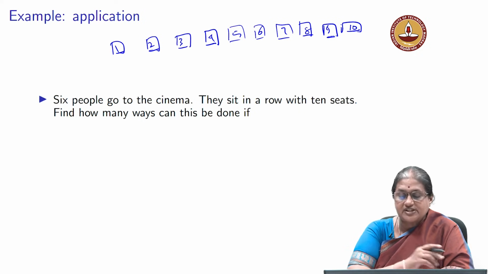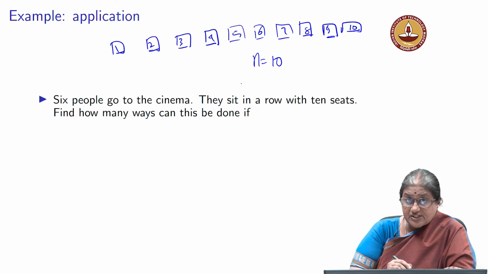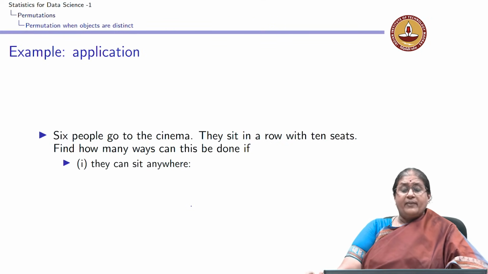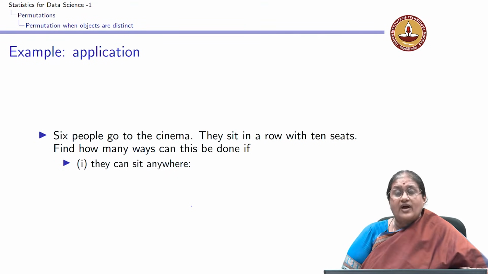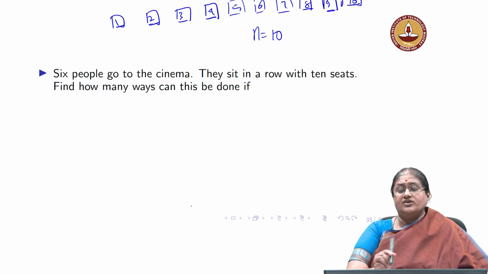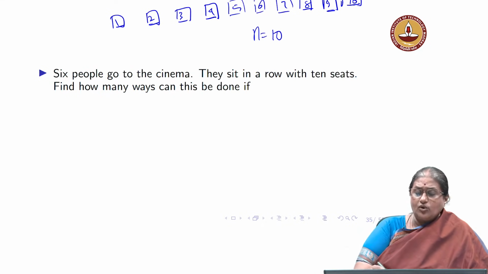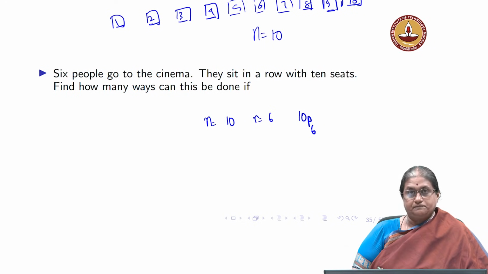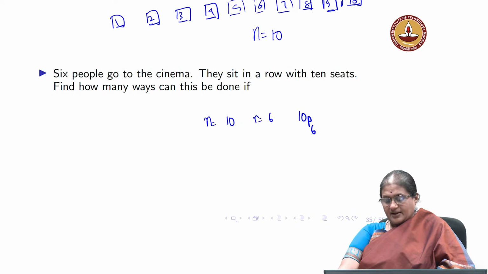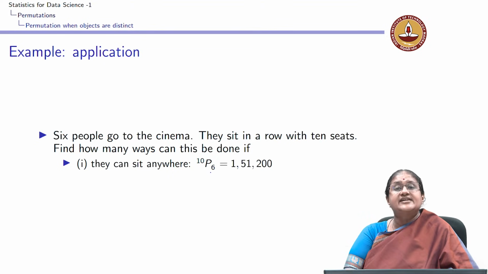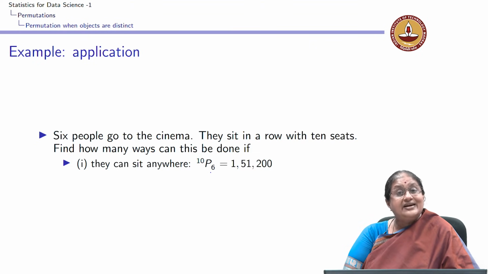So, 6 people go to a cinema, and my n equal to 10. The first question we are asking here is, how can I make the 6 people sit in this row? I have 10 available seats. How many ways can they do it if the people can sit anywhere? If these 6 people can sit anywhere, I know that n equal to 10, r equal to 6, and the number of arrangements applying my formula is 10P6. These are the number of ways 6 people can sit in the available 10 seats.